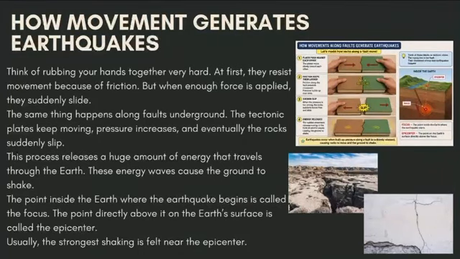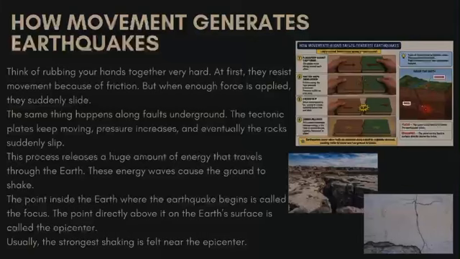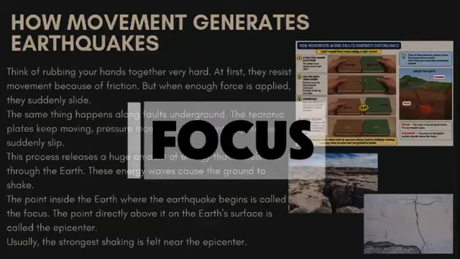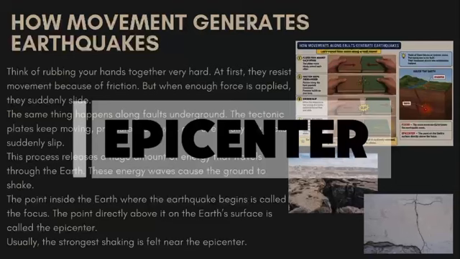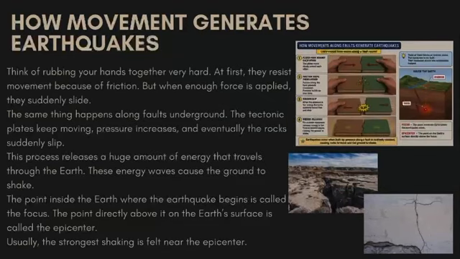Let's make it simple. Think of rubbing your hands together very hard. As you can see in the photo, at first they resist movement because of friction, but when enough force is applied, they suddenly slide. The same thing happens along faults underground. The tectonic plates keep moving, pressure increases, and eventually the rocks suddenly slip. This process releases a huge amount of energy that travels through the Earth. These energy waves cause the ground to shake. The point inside the Earth where the earthquake begins is called the focus. The point directly above it on the Earth's surface is called the epicenter. Usually, the strongest shaking is felt near the epicenter.